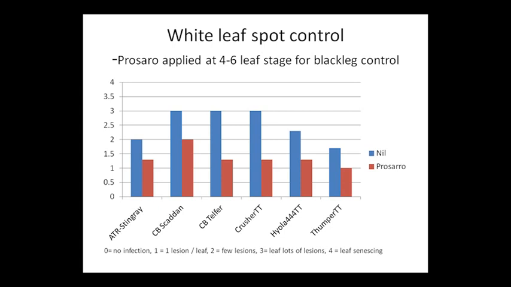And you can see a very similar pattern across all the cultivars and quite a significant reduction in the amount of white leaf spot. So I'm not going out advocating to use Prosaro to control white leaf spot, but it was just interesting that by controlling Blackleg with the foliar fungicide, in this situation you did get an added benefit by actually controlling white leaf spot also.